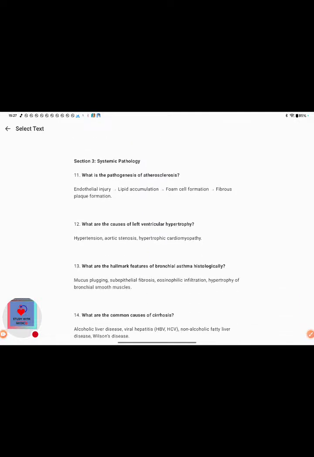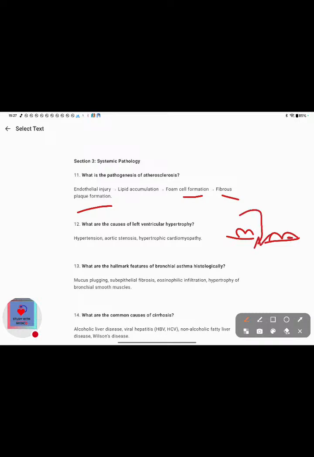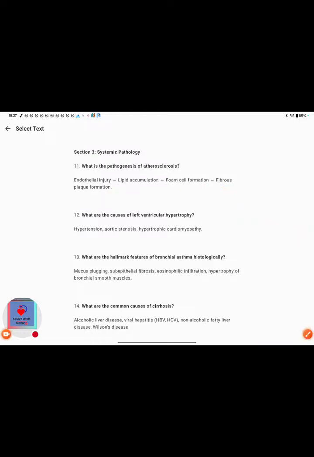What is the pathogenesis of atherosclerosis? First, there is endothelial injury, lipid accumulation, foam cell formation, and fibrous plaque formation. First, there is an injury to the endothelial cells. Now, after the injury, what happens? Lipid accumulation occurs, so macrophages engulf and become foam cells. Then there is fibrous deposition. So this is the atheroma formation.